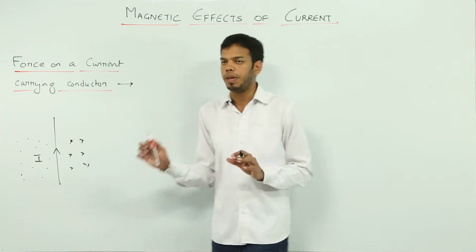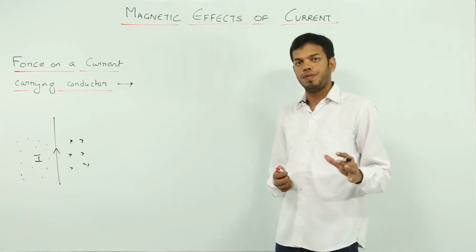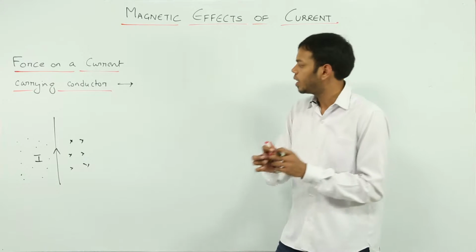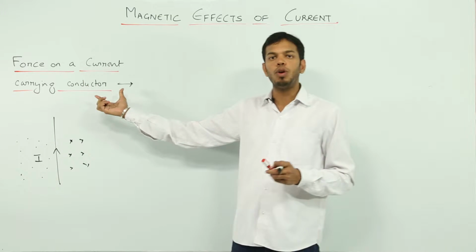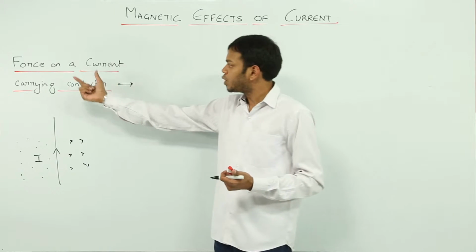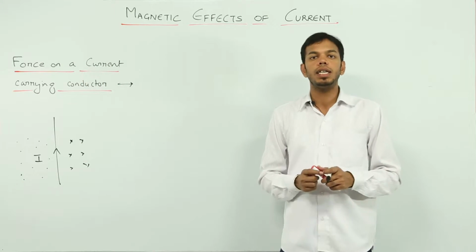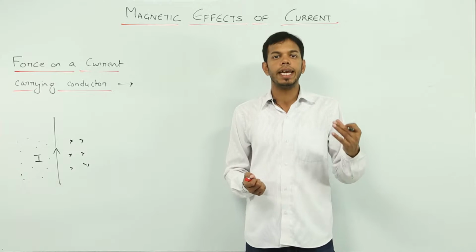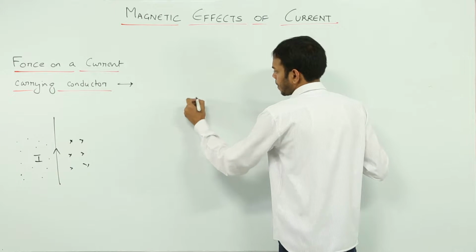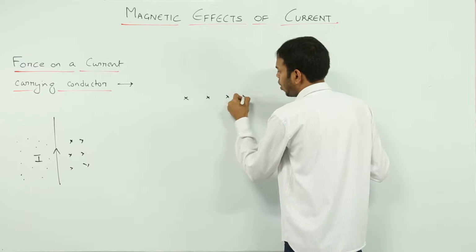This is simple. Now there is another phenomenon that always happens with a current carrying conductor. Instead of conductor, I'll be more frequently using the word wire because you are more familiar with the term wire. So when a current carrying conductor is placed in a magnetic field, it experiences a force. How? Suppose this is a uniform magnetic field.